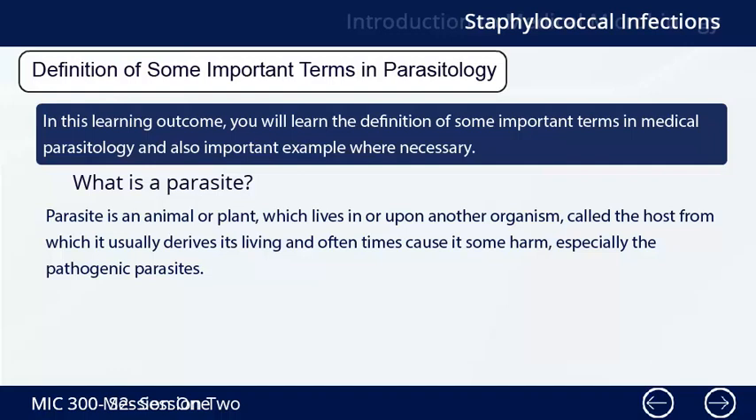Definition of some important terms in parasitology. In this learning outcome, you will learn the definition of some important terms in medical parasitology and also important examples where necessary. What is a parasite? A parasite is an animal or plant which lives in or upon another organism called the host, from which it usually derives its living and oftentimes causes it some harm, especially the pathogenic parasite.